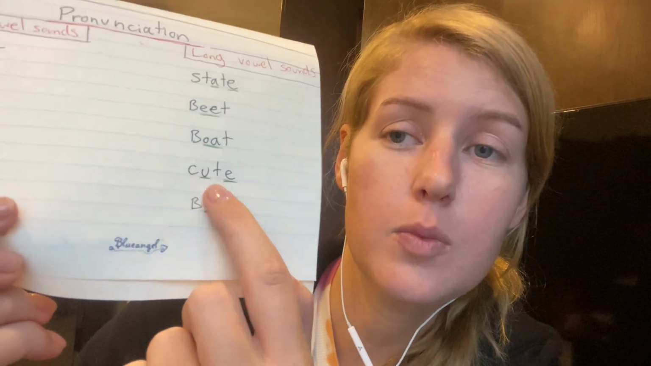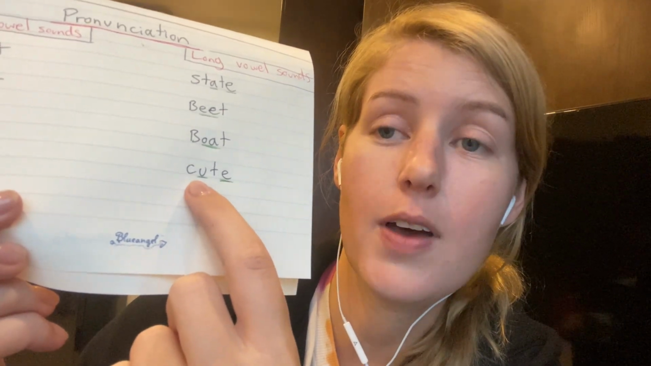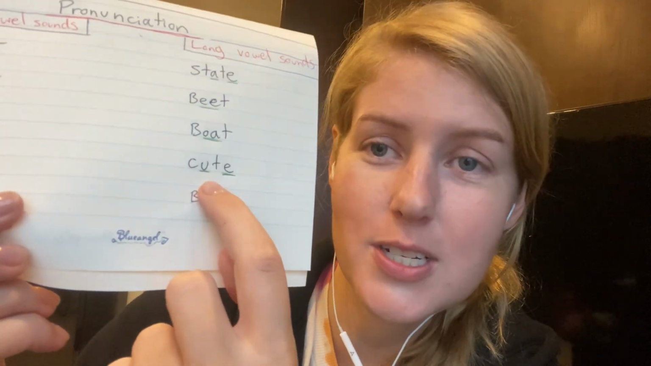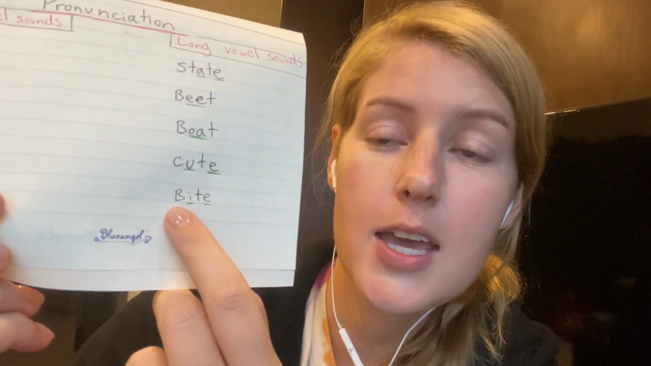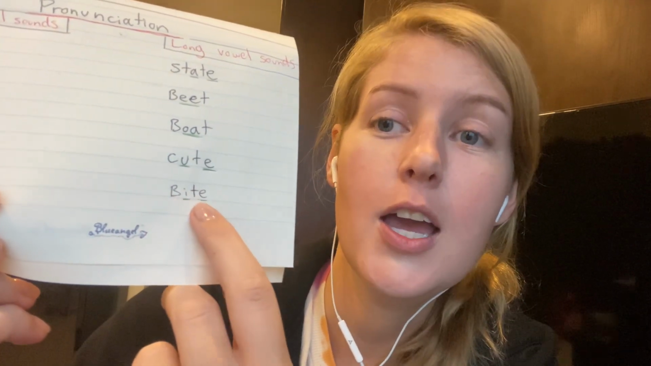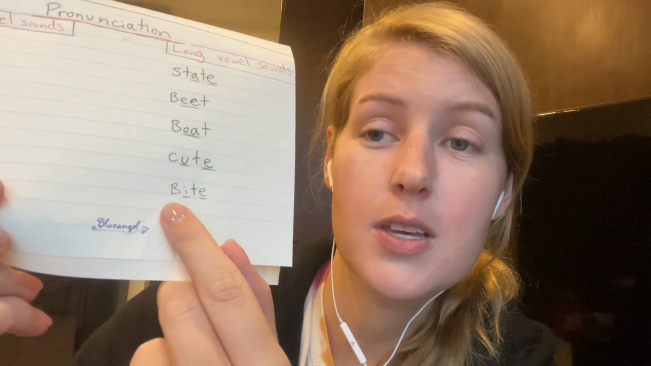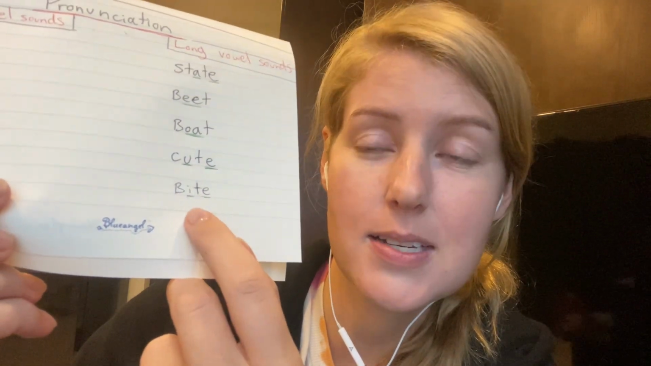Next, we have our U. So again, we just add the E to the end to make this the long vowel sound. For example, cute. And then I, to make this long, again, we will just add the E to the end of the word. So we pronounce it as bite.